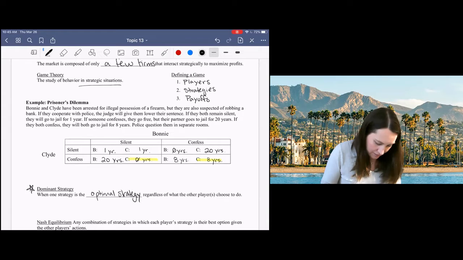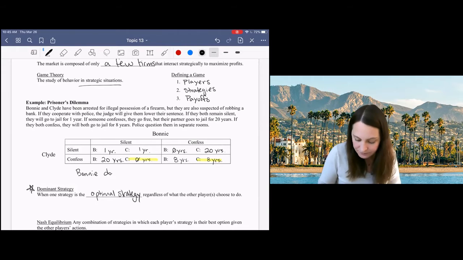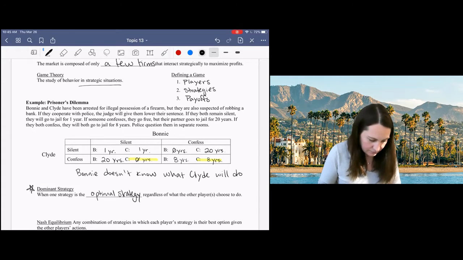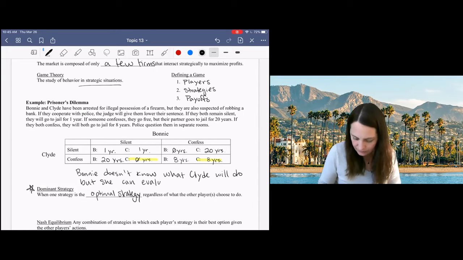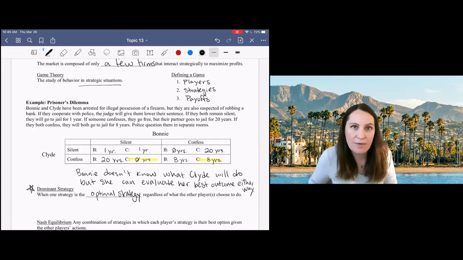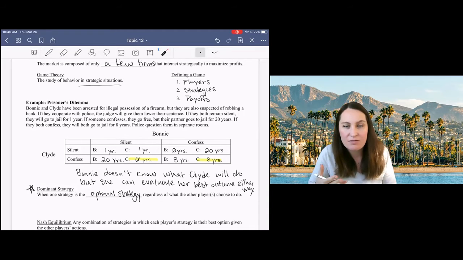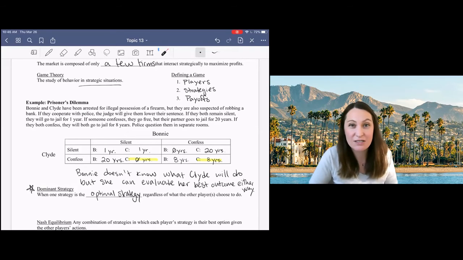Okay. Bonnie doesn't know what Clyde is going to do, but she can evaluate her best outcome either way. All right, so we want to start to think about this problem from Bonnie's point of view, and it's actually what we call a symmetrical game, meaning that Bonnie's choice is exactly the same as Clyde's choice, so you probably already know what she's going to do.